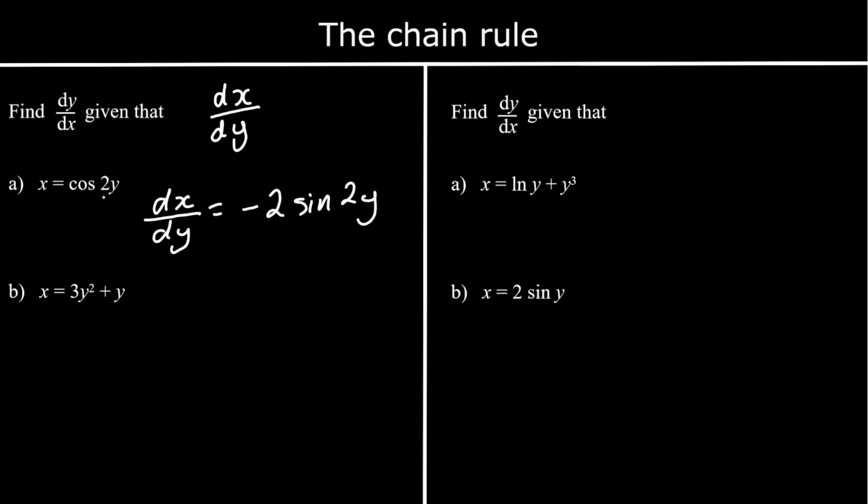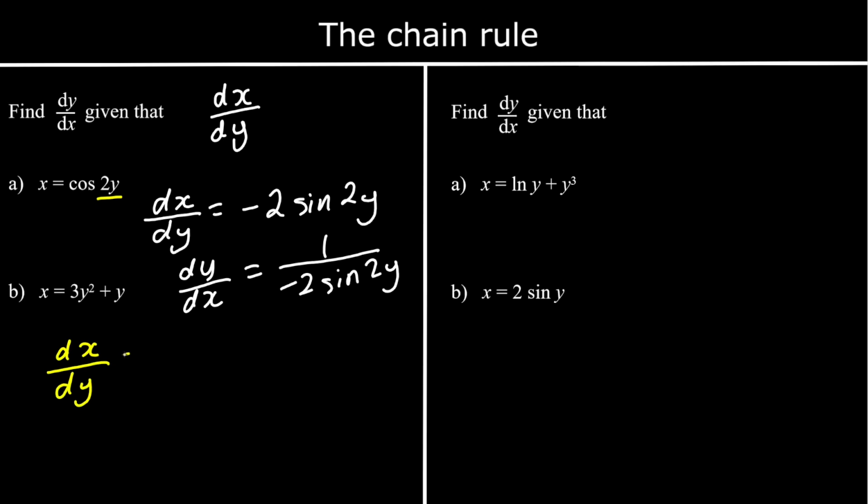So cos differentiates to negative sine. And then it's a version of the chain rule. We times by the bracket, or in this case the angle differentiated, which is 2. That's dx dy. So we can say dy dx is just 1 over negative 2 sine 2y. And part B, so dx dy is 6y plus 1 times by the power, take 1 off the power. So dy dx is 1 over 6y plus 1.